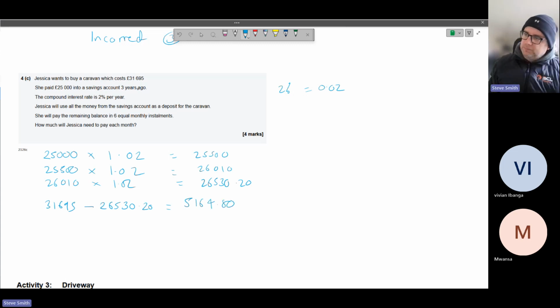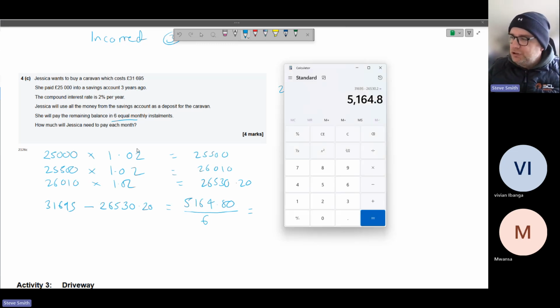5164.80. We've done that part now. She will pay in 6 monthly equal installments, so simply divide that by 6. And that is your final answer, because it asks you how much you're going to pay each month, not how much is left to pay. So how much she's going to pay each month.